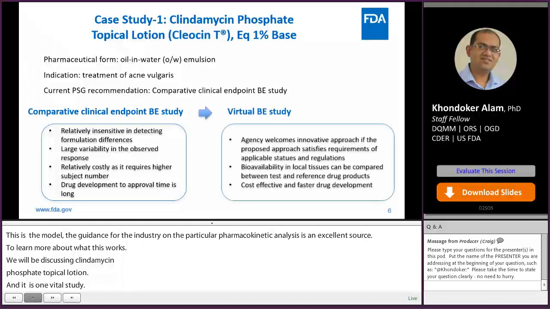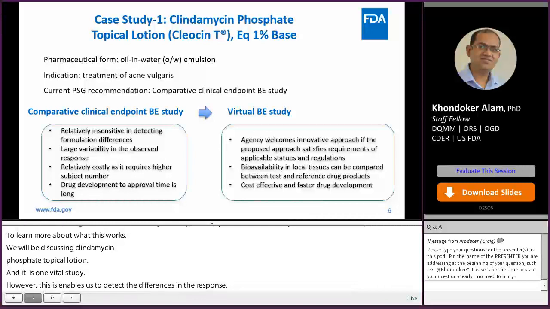These challenges can be overcome with PBPK model-based virtual bioequivalence approach. Agency welcomes innovative approach, and the advantage of PBPK model-based approach is that we can estimate the bioavailability in local tissue. This approach is also cost-effective and may offer faster drug development process.